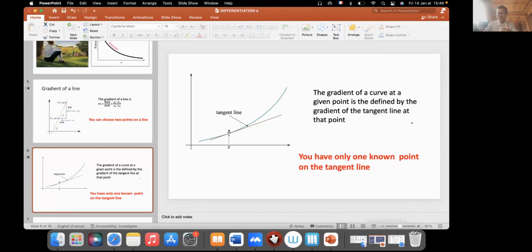Here's a thing which turned out to be very groundbreaking. Now that you can't use the gradient of the second line to characterize the gradient at this point, Newton used the gradient of the tangent line at this point to describe the rate of change at this point.